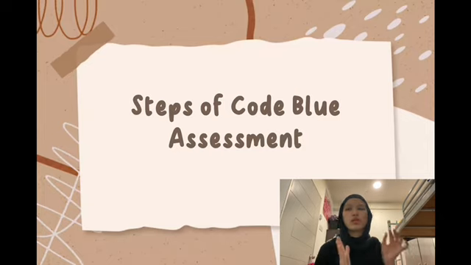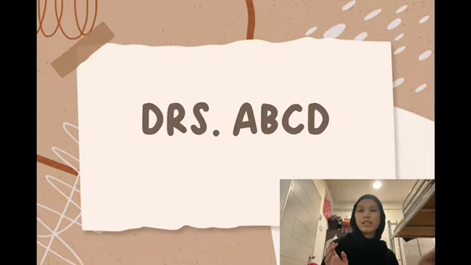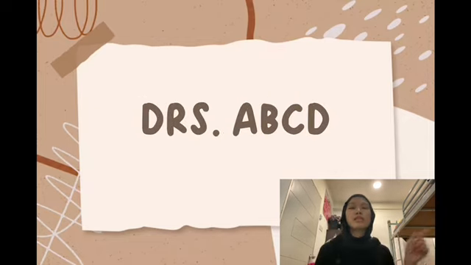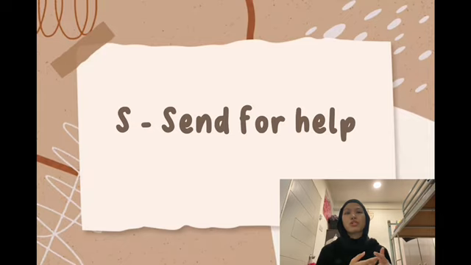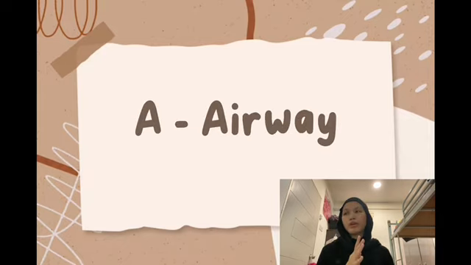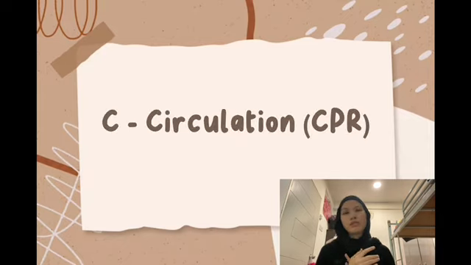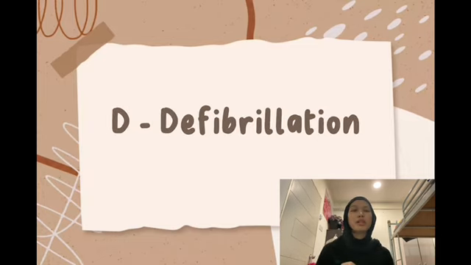The easiest way to memorize the code blue assessment is by using the keyword DRS ABCD. So what does each letter stand for? D stands for danger, R stands for response, S stands for send for help, A stands for airway, B stands for breathing, C stands for circulation, which is the CPR, and D stands for defibrillation, defib.